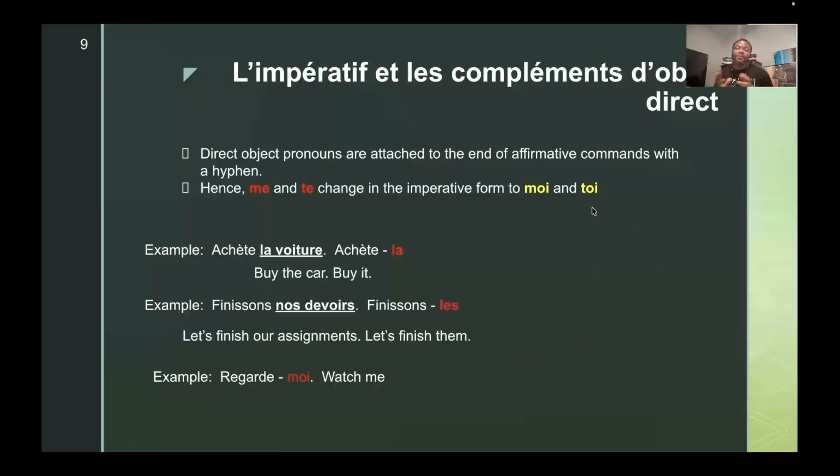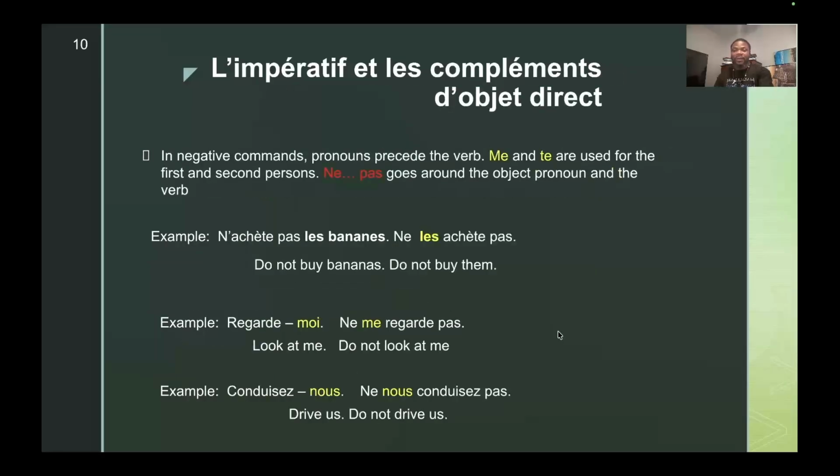So these are a few rules that actually help in achieving this quickly. I hope you do have an understanding of all this. So now let's look at negative. If we've talked about the affirmative commands, let's look at negative commands. In negative commands, pronouns precede the verb. Now, in negative, they do the right thing. They are placed before the verb.